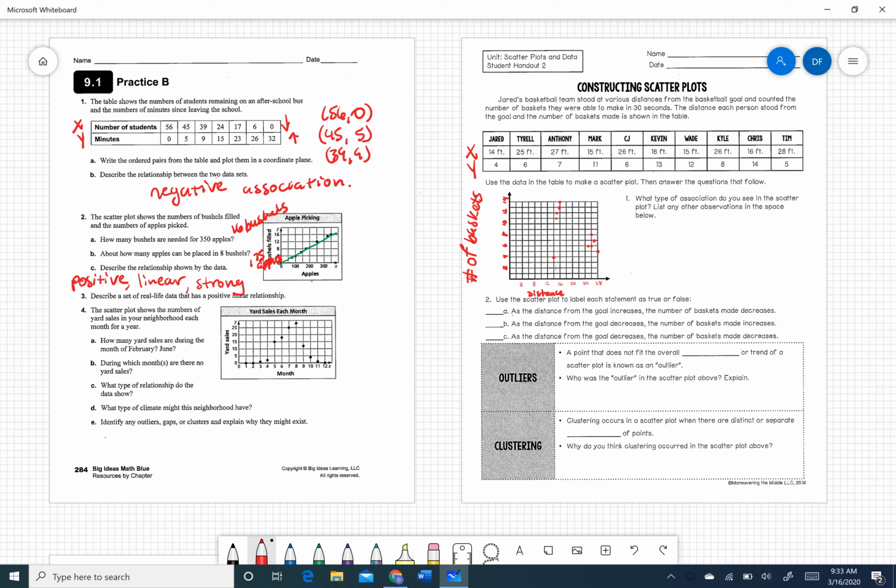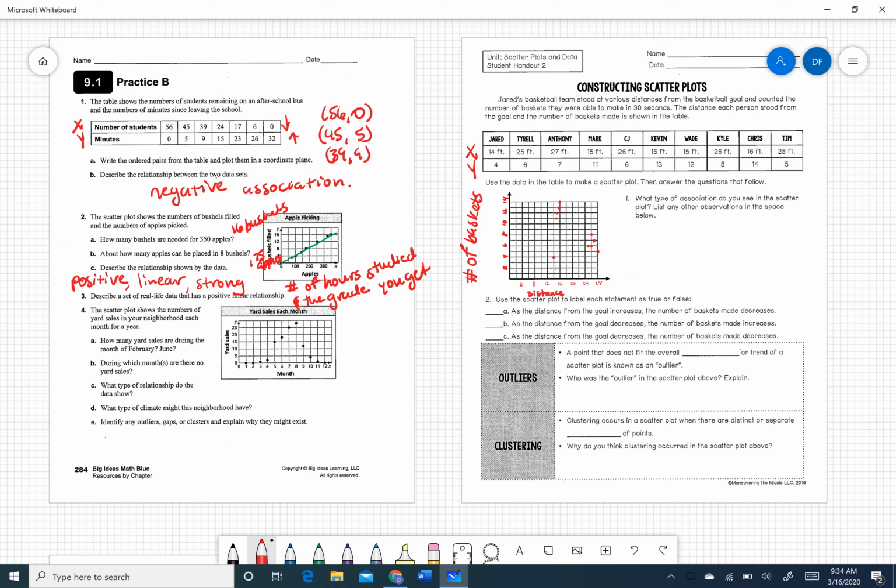So for number 3, it says describe a set of real life data that has a strong positive linear relationship. My guess is it could be anything, it could vary. But the example that I'm going to use is the number of hours that you studied for an exam, and the grade you get. We would say that the number of hours you studied, in most cases, is probably going to result in a higher grade. So as the number of hours goes up, the grade that you get goes higher, which means that there's a positive linear relationship between the two.